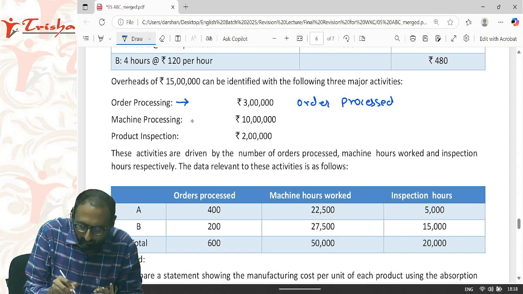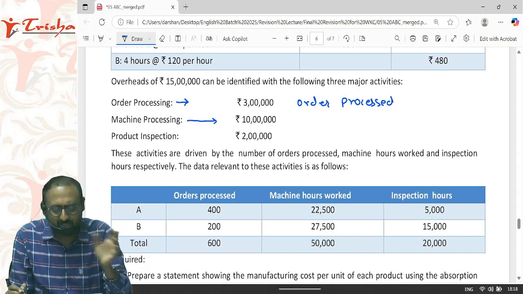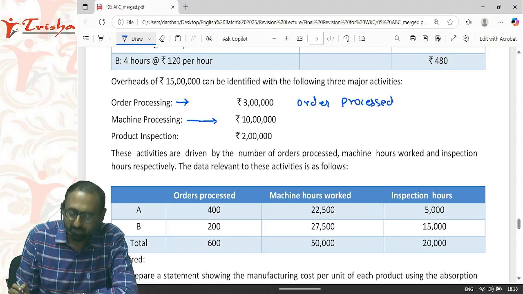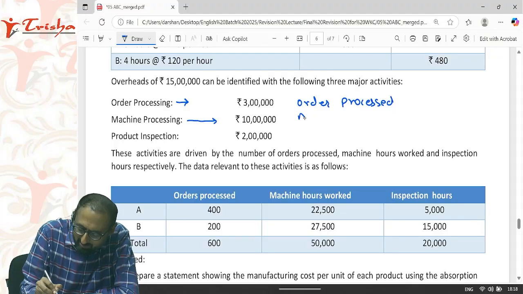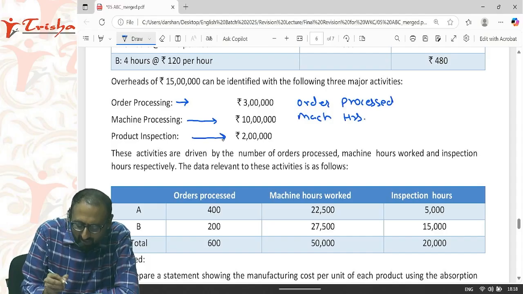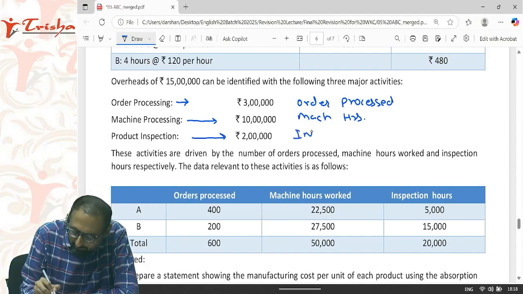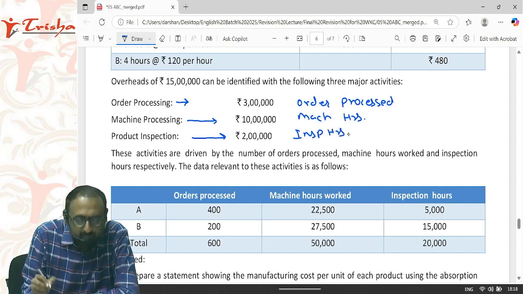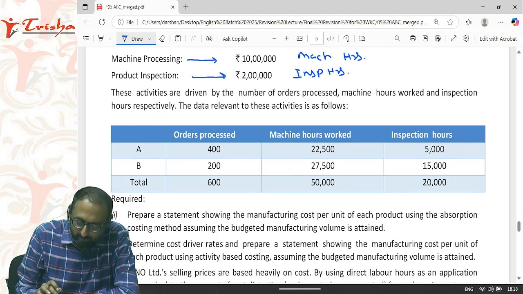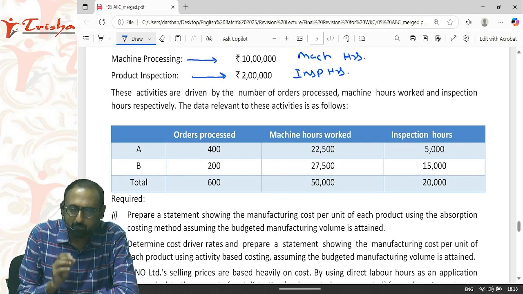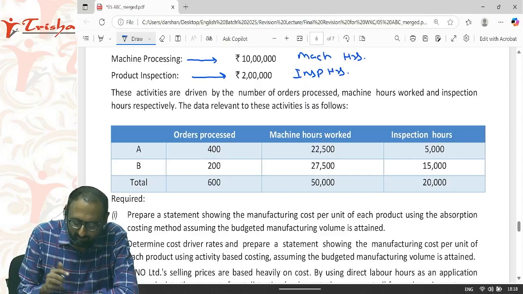Machine processing. What will be your appropriate rate for machine processing? Please check, sirji. Is it machine hours? What is the cost driver rate for product inspection? Please check, sirji. Is it inspection hours? Next one. So the number of inspections, number of orders and machine hours are all given.